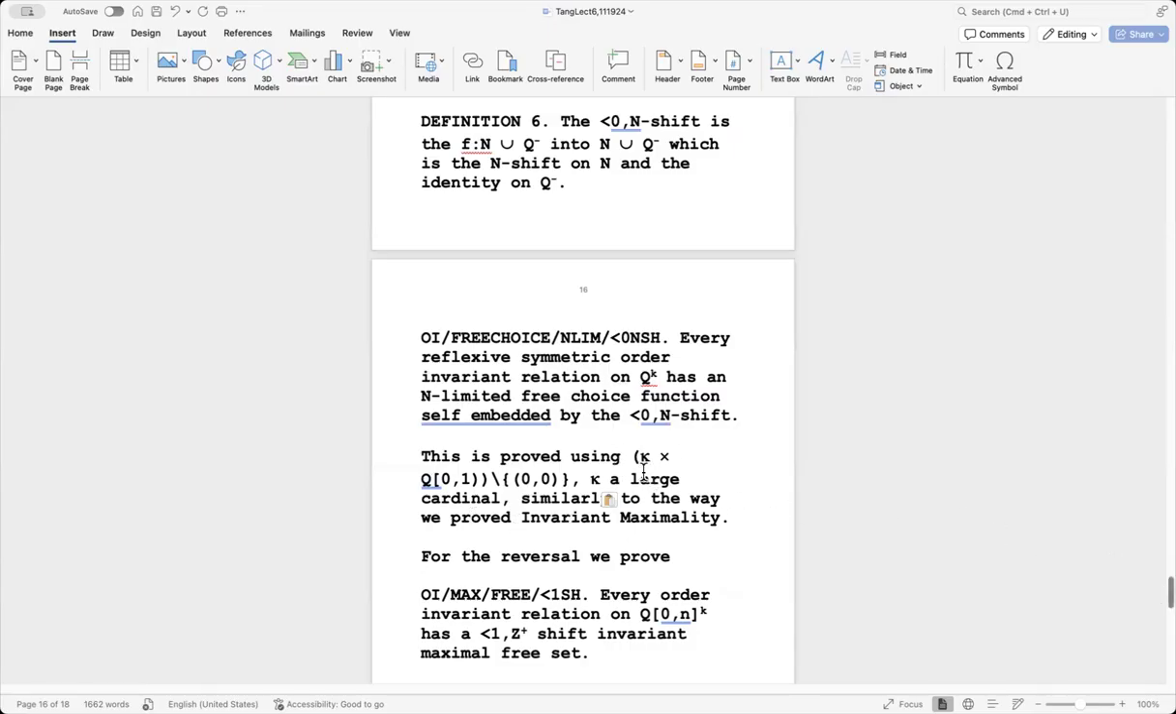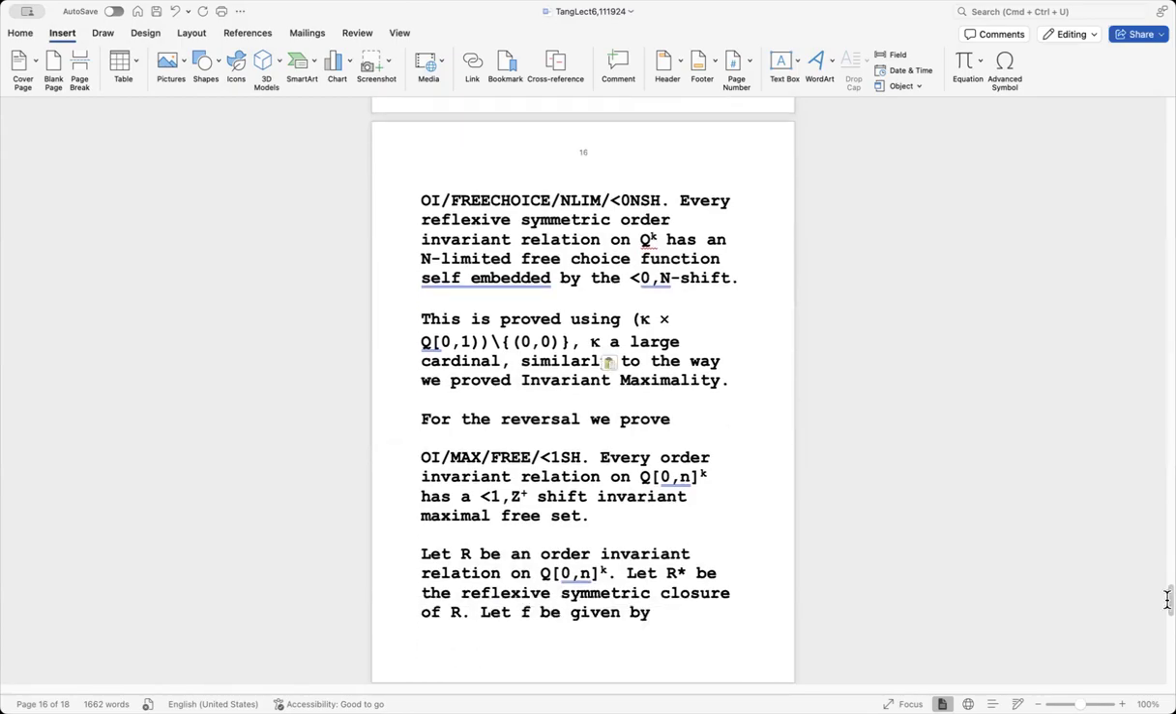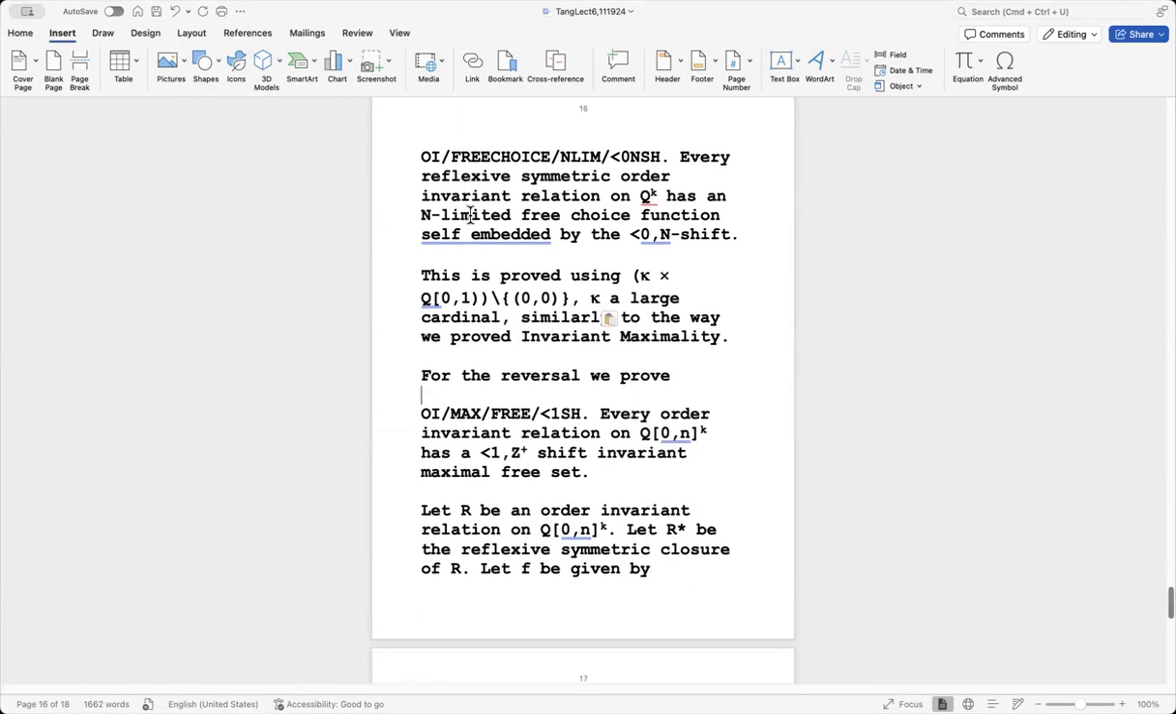See, this proof already is going to require a large cardinal in dimension 2. But all right, let's move on. What about the reversal of this statement? From this statement, we prove this statement. From that statement, we prove invariant maximality. This shouldn't surprise you, because we already remarked that free choice functions are related to maximal free sets. They give you a maximal free set. Their range is by definition a free set, but you can prove that the range is maximal free. That's what we did earlier today.